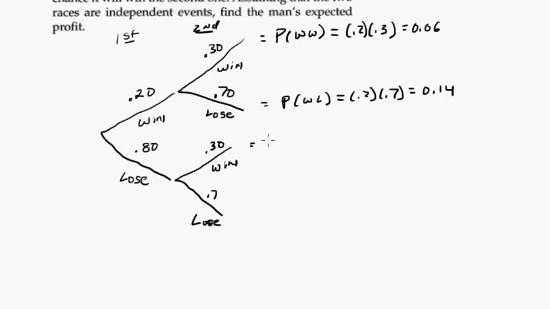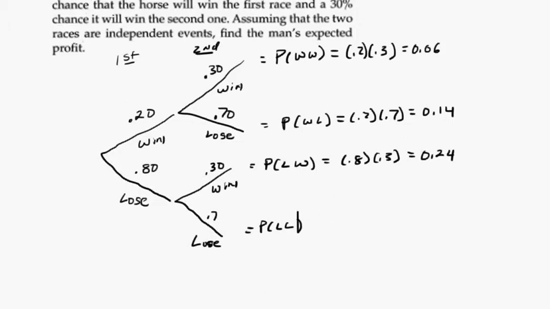And then the probability of lose-win is going to be 0.8 times 0.3, which is 0.24. And then finally, the probability of lose-lose is going to be 0.8 times 0.7, so that's going to be 0.56.